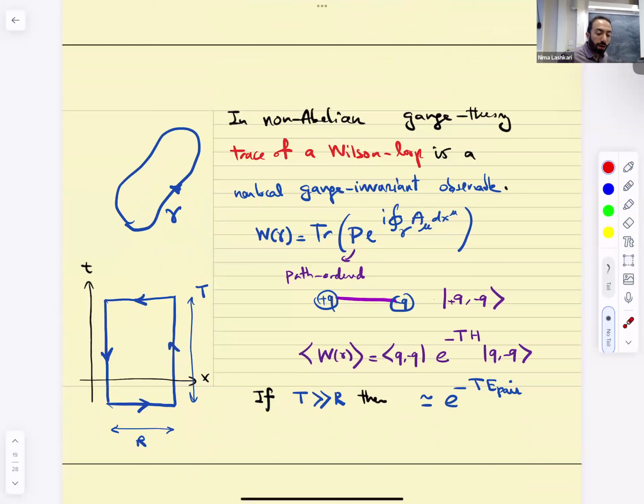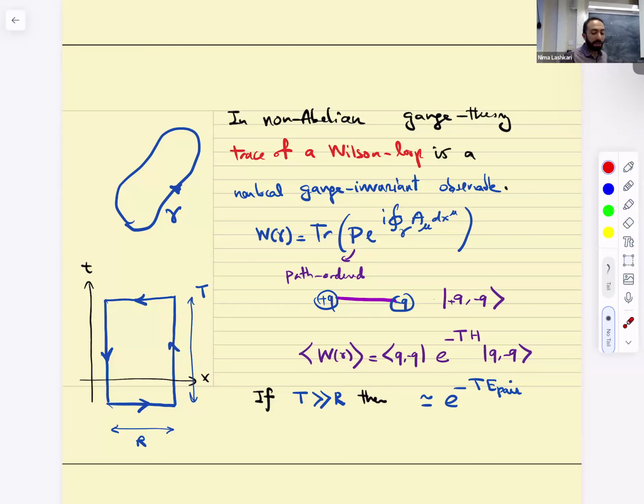All right. In non-abelian gauge theory, there are charge neutral observables. These are Wilson loops. The trace of a Wilson loop in non-abelian gauge theory is a gauge invariant non-local observable, right? It has to be path ordered: trace of P exp of i times the integral over some loop gamma of A_mu dx^mu. This A_mu is Lie algebra valued. You know that stuff.